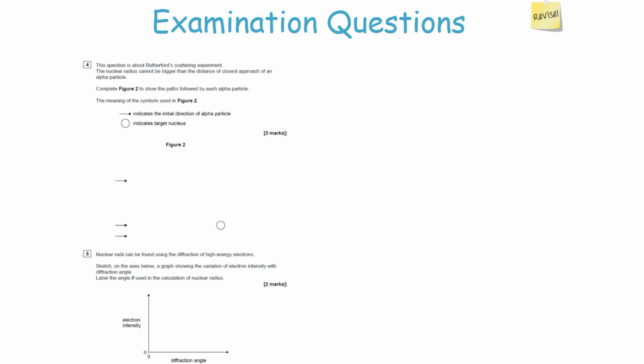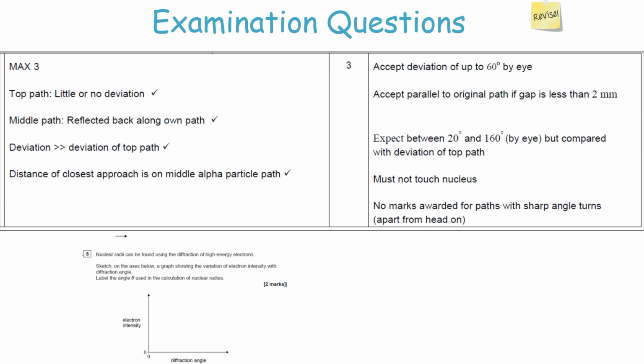So, first thing you've got to understand is the top path is very, very far away from the nucleus. It's the electromagnetic interaction that will cause a repulsion between the positively charged alpha particle and the positively charged nucleus. That decreases with distance, so it's too far away to cause a deflection, so it will go straight through like nothing's happened. The middle path will be reflected along its own path, and the deviation will be greater than that of the top path, and the distance of closest approach is on the middle one, because that's the one that's going to be hitting dead on. So as a result, you can see those different values.